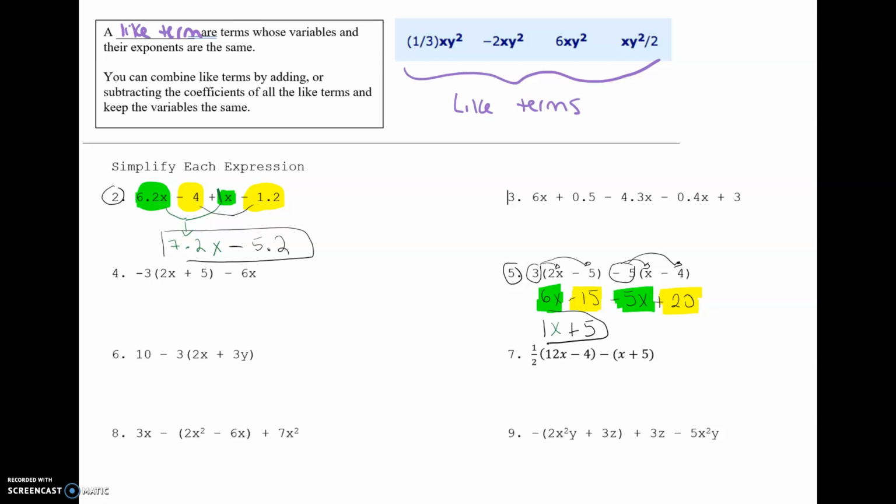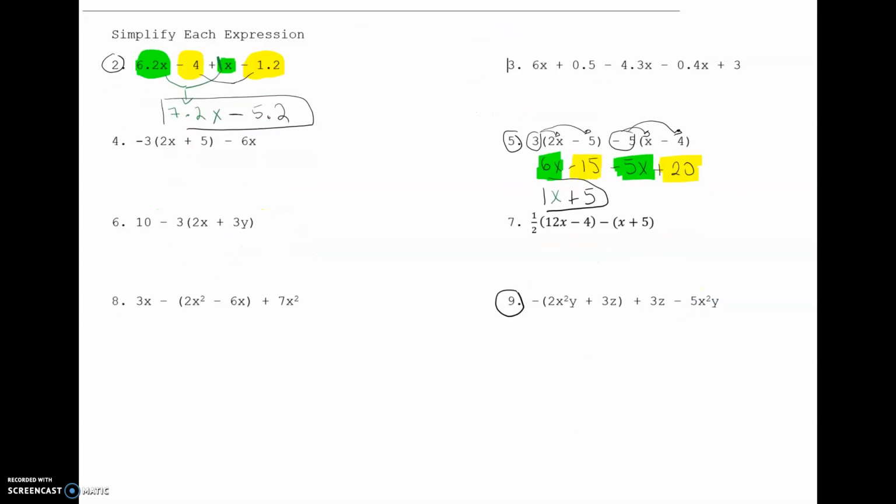All right. Let's go ahead and do problem number 9. Okay, and then we're going to call it a day. So again, just like before, I noticed parentheses, so I'm going to try and get rid of them. And I'm going to distribute that negative.